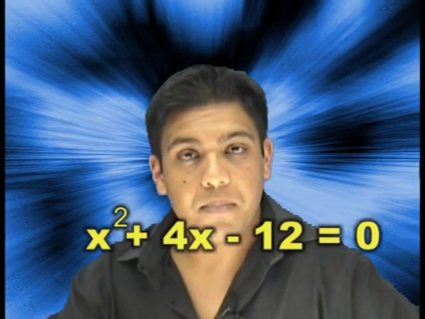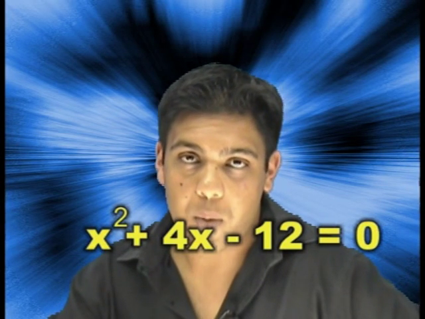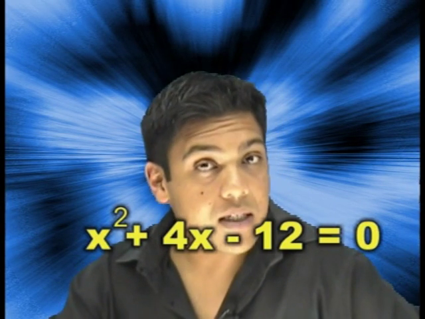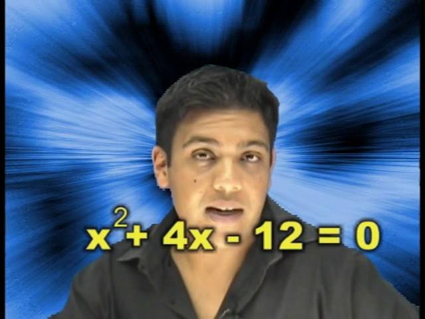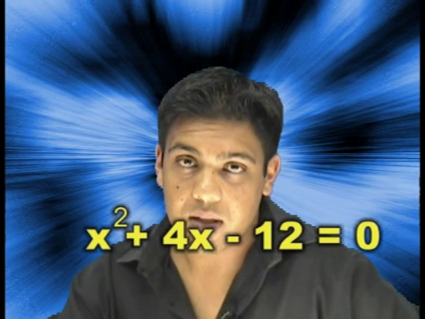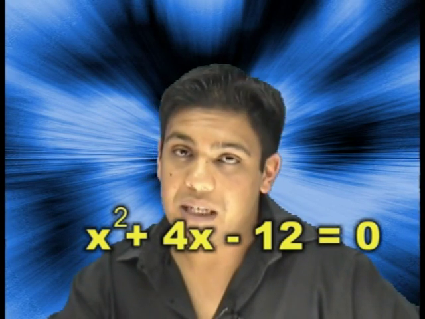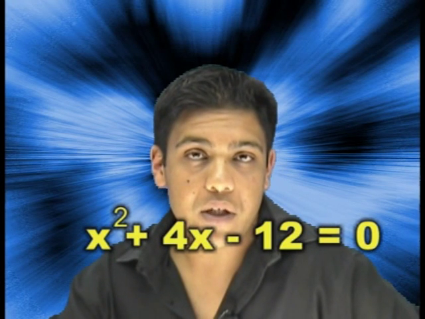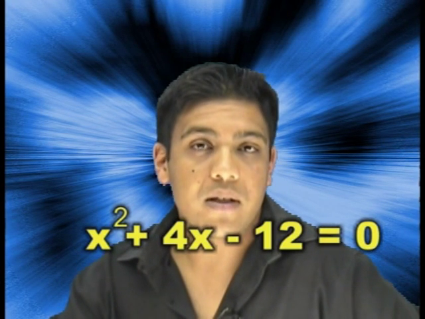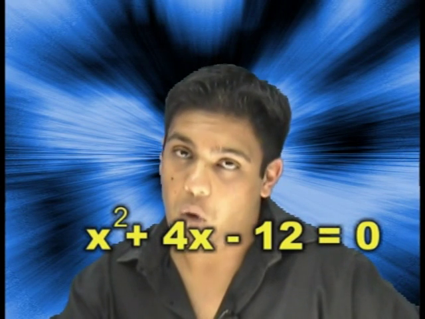Now I want you to do the same to the following. x squared plus 4x minus 12 is equal to 0. First, I want you to use factorization to find the two x values. Once you have done that, I want you to apply completing the square to this equation to see if you come to the same two x values, and then I want you to use the quadratic formula.